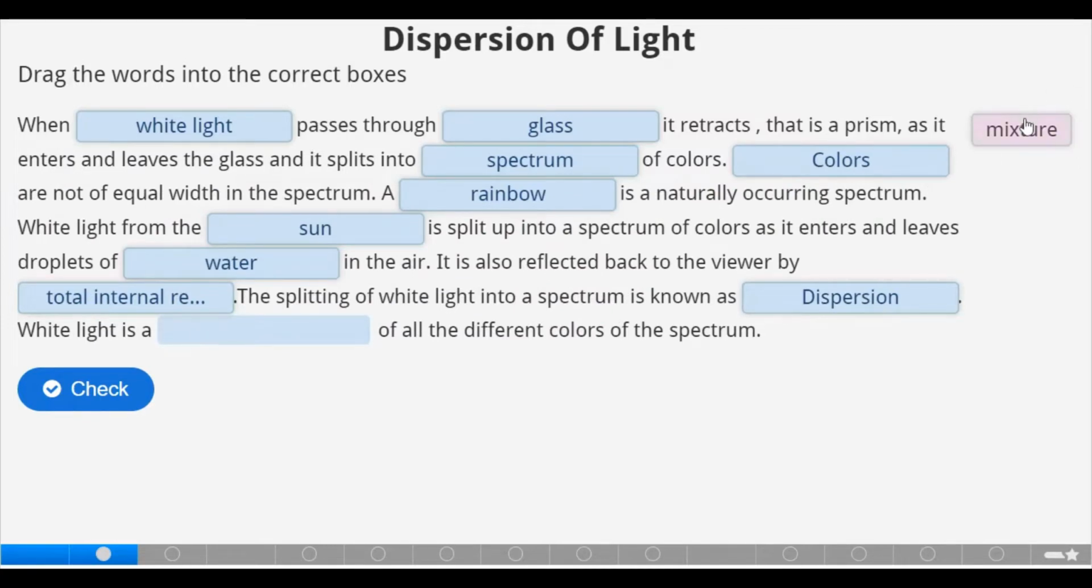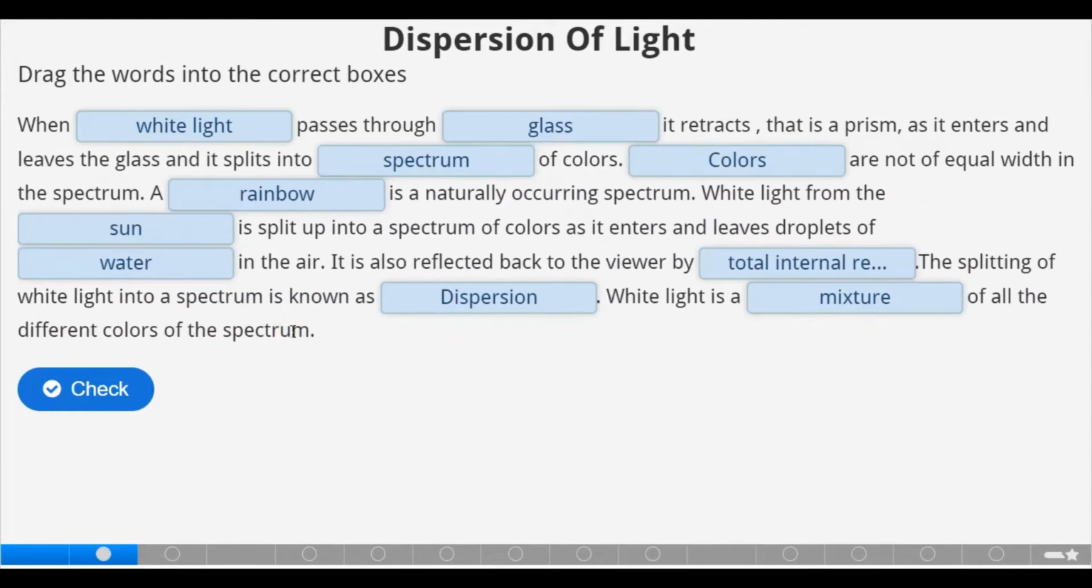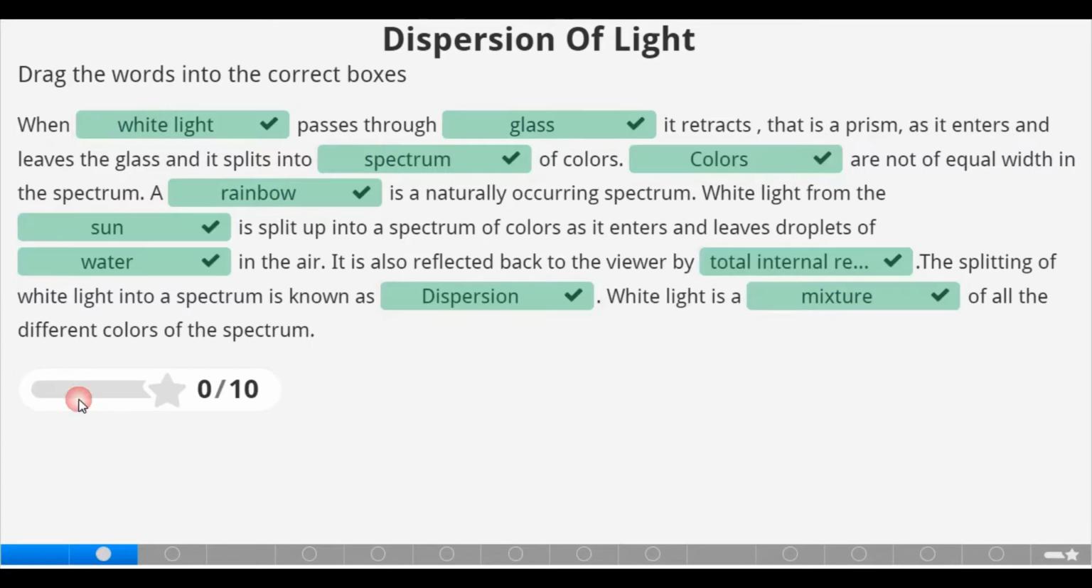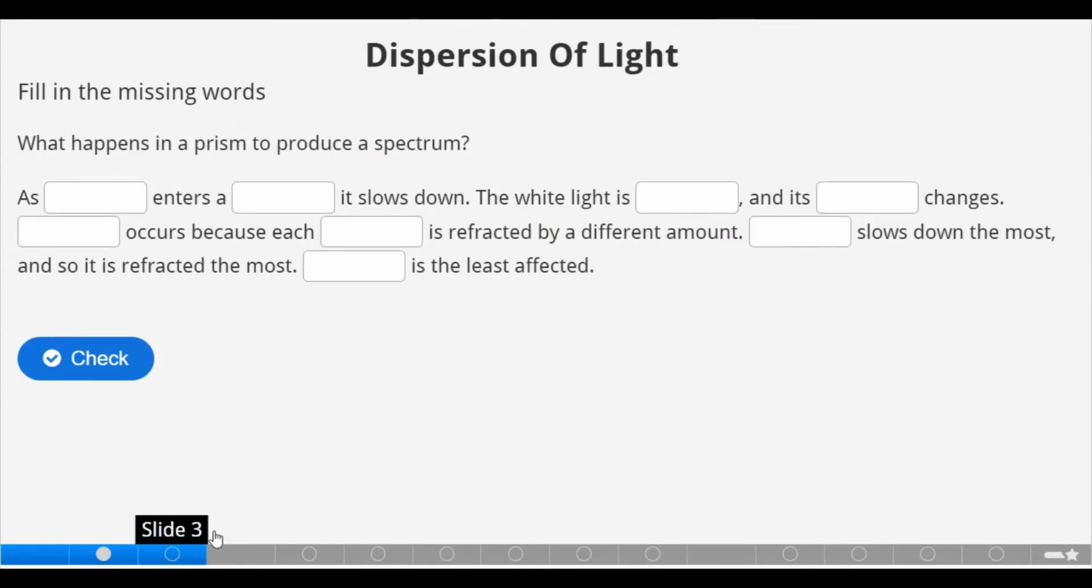White light is a mixture of all the different colors of the spectrum. So we check. That's correct. So we also define the dispersion of light by filling in the missing words. So we want to find out what happens in a prism to produce a spectrum.